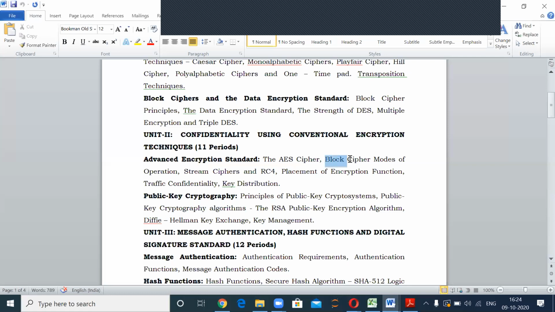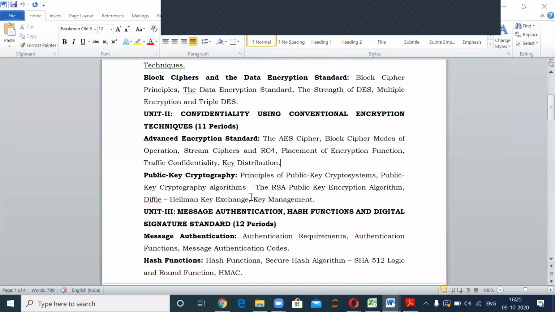So, block cipher modes of operation. Already in the first unit, I discussed block cipher modes of operation. I presented five block cipher modes of operation. And also on the theory side, I presented what a stream cipher is and what a block cipher is. In the key distribution concept for symmetric key cryptography, I explained points of vulnerability, placement of encryption function, and traffic confidentiality. I introduced this terminology while discussing key distribution, how the session key can be shared from sender to receiver, right?